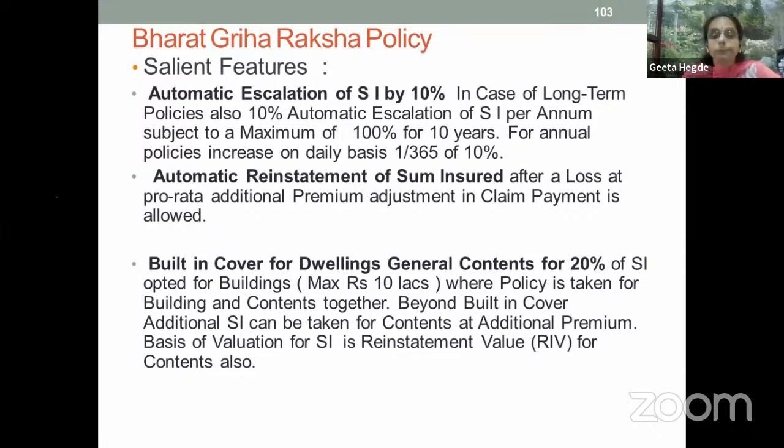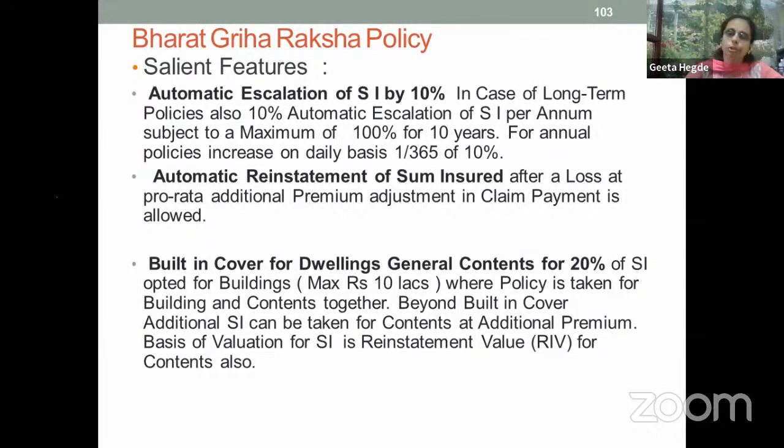So when you opt on reinstatement value, what is the advantage? By paying a higher premium, the rate is the same, but you are paying a higher premium because you are opting for a higher sum insured for something that is old. And by claim, you are going to get something new for something that was old. So that is the concept of opting sum insured on the reinstatement value basis.